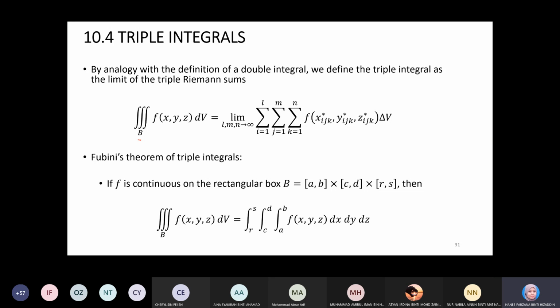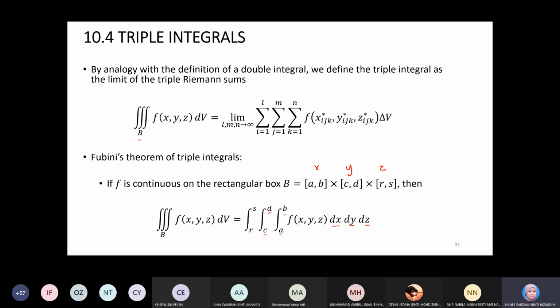Okay, so if f is continuous on the rectangular box B with the region given by a to b, c to d, and r to s for x, y, and z respectively, then you just integrate the function f of x, y, and z first with respect to x from a to b, with respect to y from c to d, and with respect to z from r to s, and you can of course interchange the order of the integration.